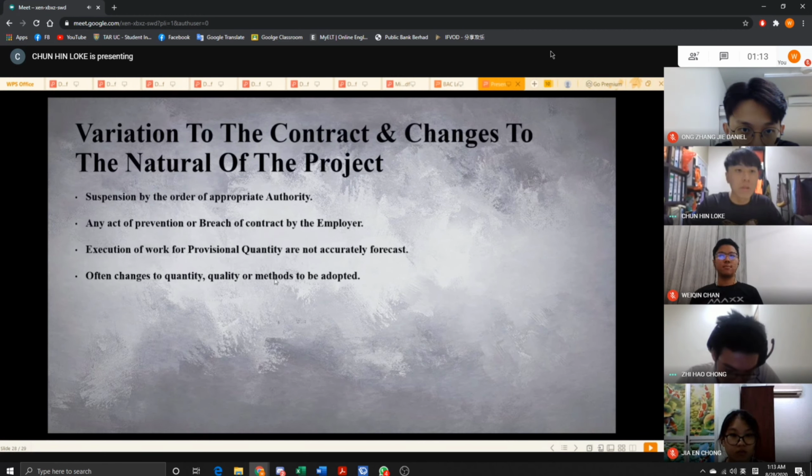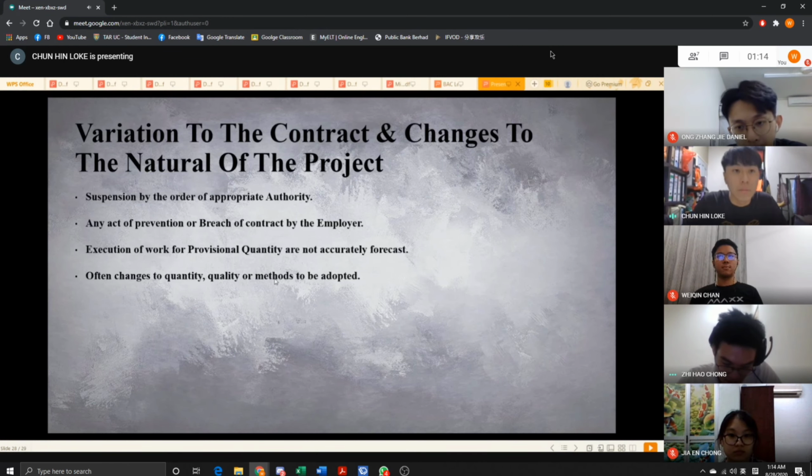The third one is variation to the contract and changes to the nature of the project, suspension by order of appropriate authority, any act of prevention or breach of contract by the employer, execution of works where provisional quantities are not accurate forecasts, often changes to quantity, quality, or method to be adopted, and last but not least, compliance with written instruction by the architect due to postponement or suspension of any part of the works.